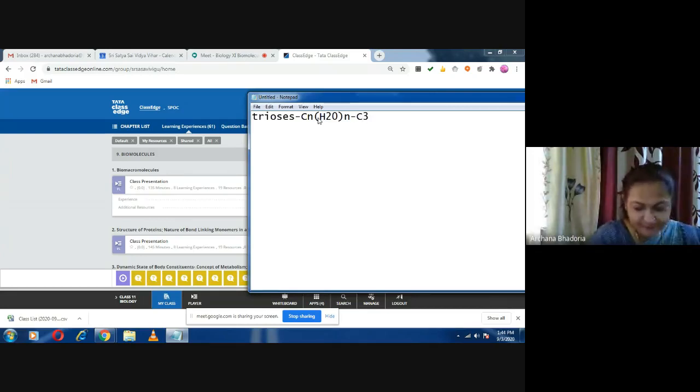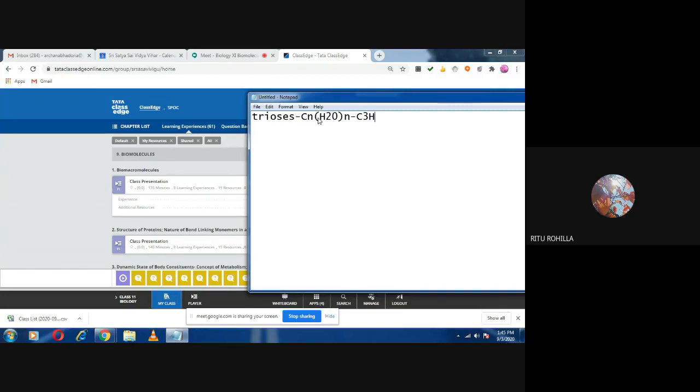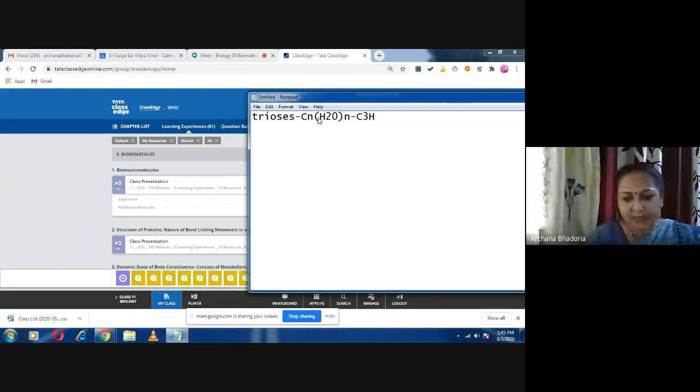C3. Ritu, did you note down last period? Ma'am, actually last period my network was not that good, so I couldn't understand that whole thing. Okay. So anyone else? Raj, what will be the number of the hydrogen atoms here?